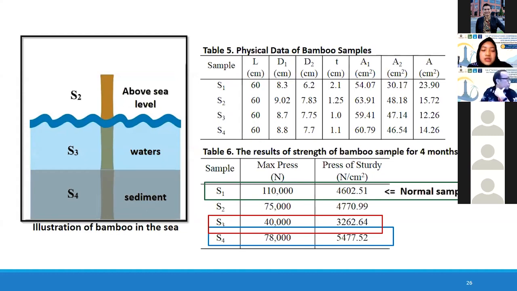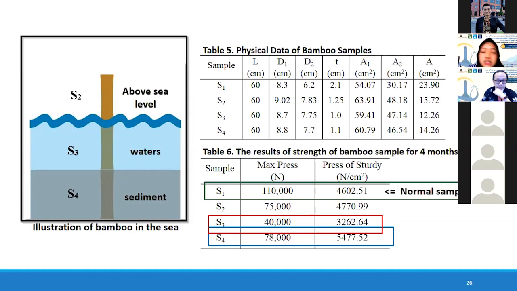This is the illustration of bamboo in the sea, and sample of the fourth sample has the greatest strength value among other bamboo samples placed in the sea, namely 5,477.52 Newton per square centimeter. This value explains that the fourth sample is still in good condition because the bamboo is protected by sediment, so that the effect of action of wave and current is very small and protects from the boring organism.